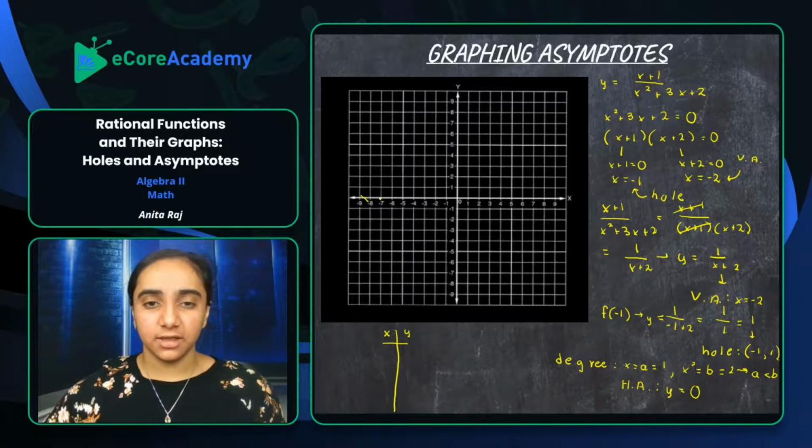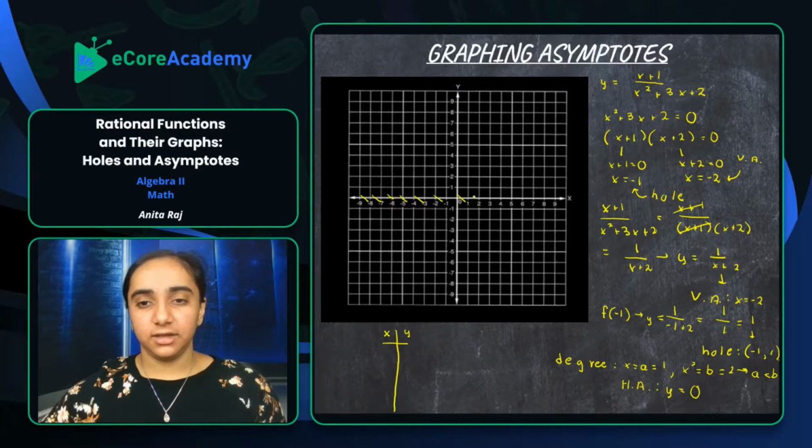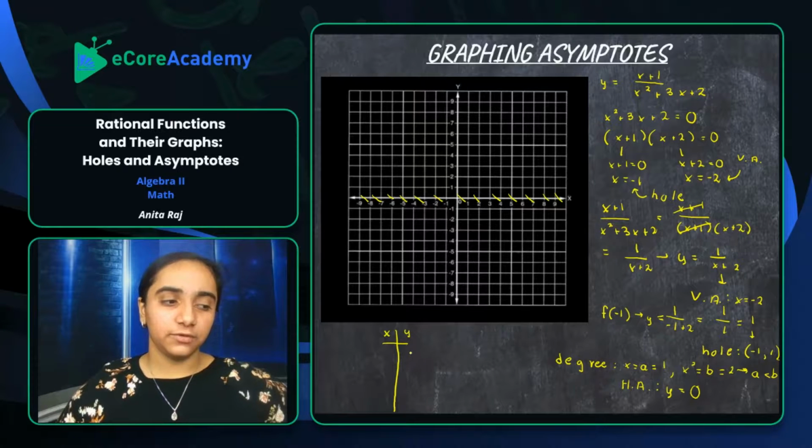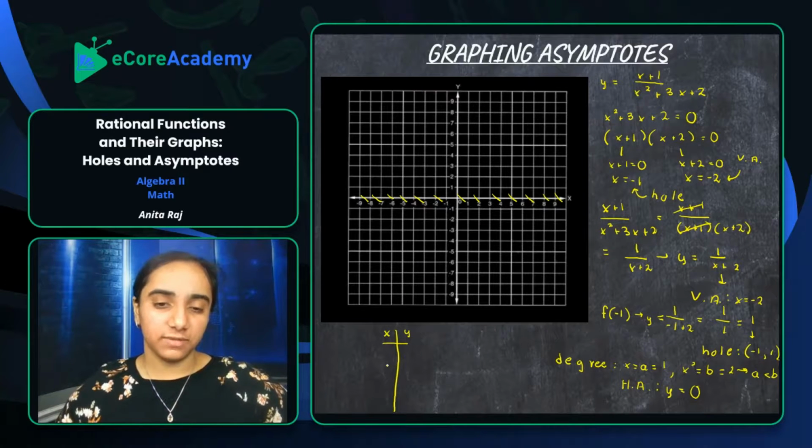So I'm already just going to put a hatched line right here, and y equals 0 is the x-axis. I don't need to put this in my xy table. There's no need. What I'm going to do is put my vertical asymptote and my hole in the middle of my xy table.